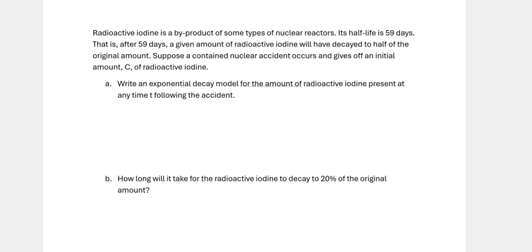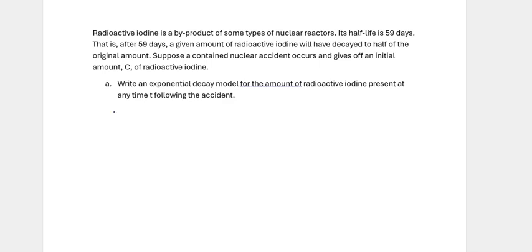Suppose a contained nuclear accident occurs and gives off an initial amount C of radioactive iodine. Write an exponential decay model for the amount of radioactive iodine present at any time t following the accident for part A, and for part B it says how long will it take for the radioactive iodine to decay to 20% of the original amount.